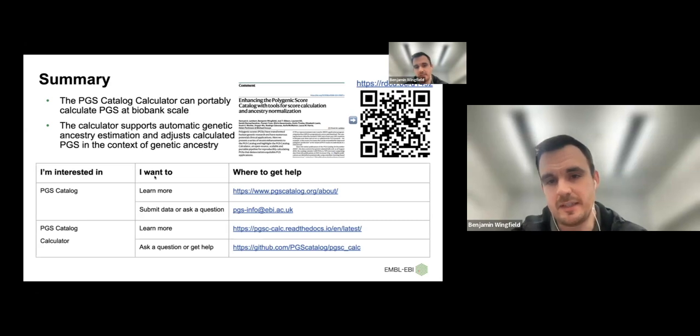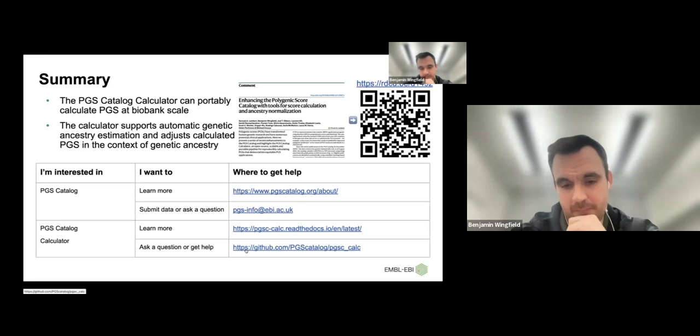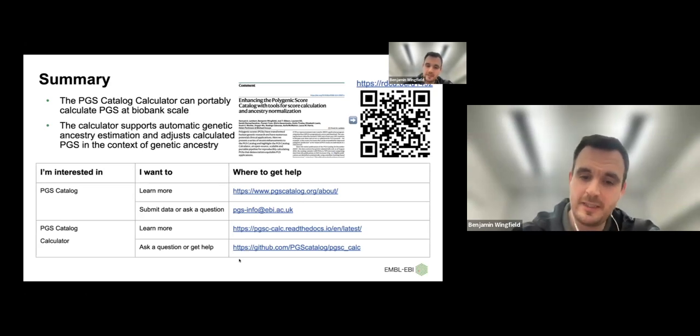We do have a paper out in Nature Genetics if you're interested to learn more; there's a link in the top right. And depending on whether you're interested in the PGS Catalog or the PGS Catalog Calculator, there are links available here as well. For the calculator, the main place to go is our GitHub repository, where all of the links that you need to work with the calculator are. That's also where you can ask questions or get help if you're unsure about anything.